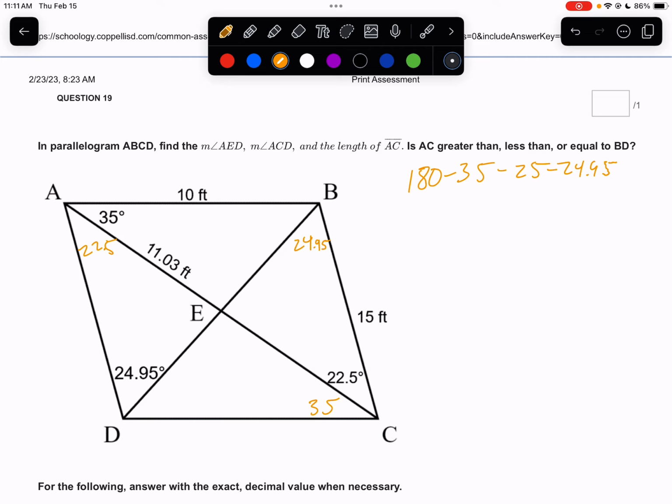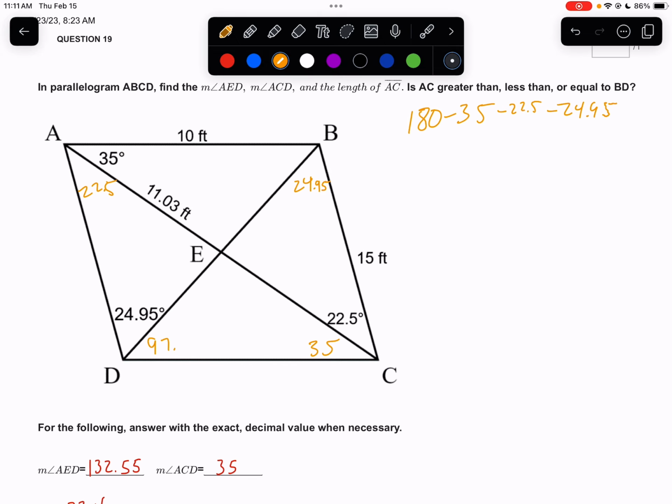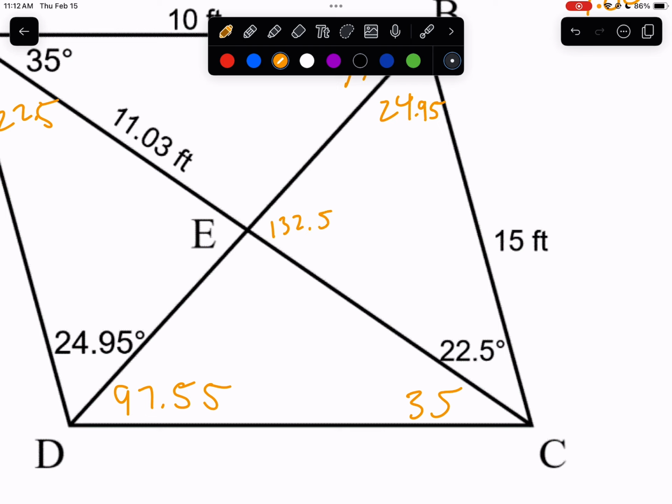Not my best video. Sorry. I'm trying to go a little too fast, maybe. This is going to be 97.55, which means this will be 97.55. And then can we use the triangle to get the rest of these angles? Yes. So 180 minus 24.95 minus 22.5. So this is 132.55, 132.55, and then 180 minus that, I get 47.45.